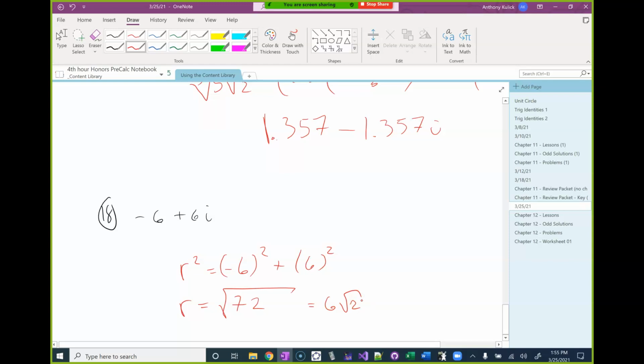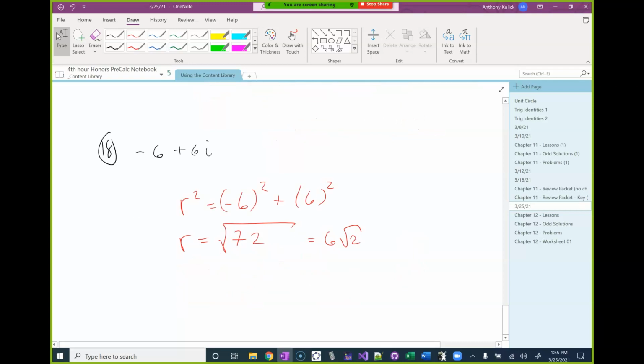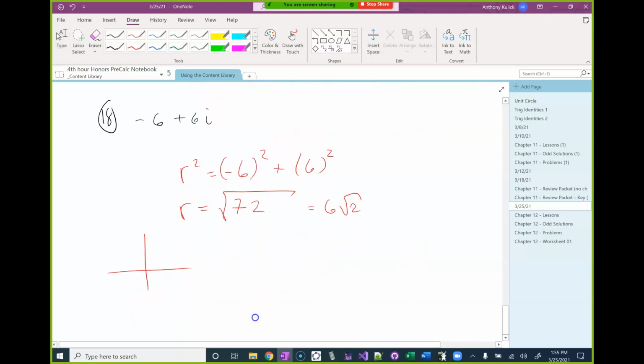Then I'm going to go ahead and graph this. So I went -6 over and 6 up. So there's my angle theta. This angle is my alpha. So theta is going to be, in this case, pi minus alpha. And alpha is going to be tan inverse of the absolute value of b over a.